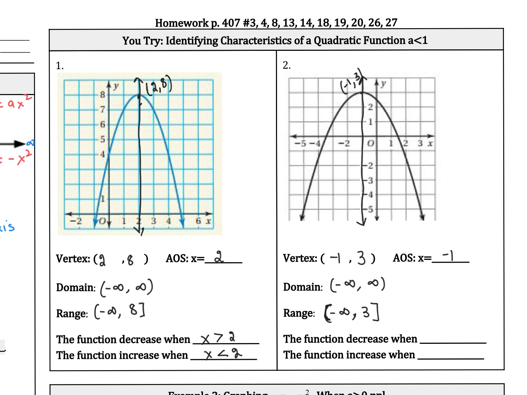The graph decreases on this side when x is greater than -1. The graph increases when x is less than -1.